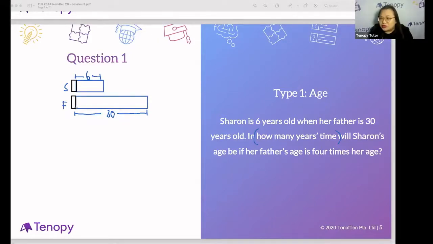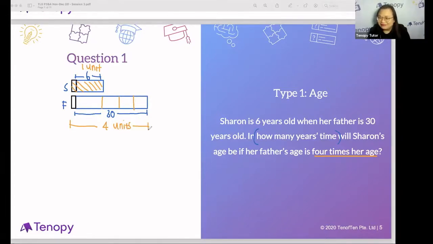Yes, very good, Victoria. Okay, then after I do this, the father became 4 times her age. So in this case, am I right to say that this whole bar is now 1 unit? And it's not drawn to scale. I can also cut it into 4 equal parts at the back. This is now 4 units.